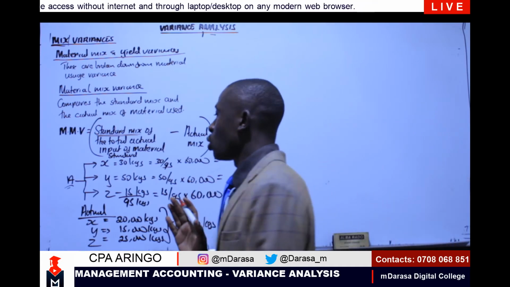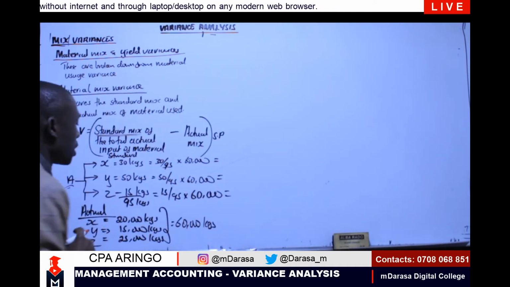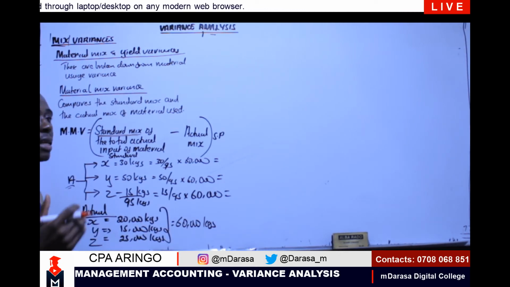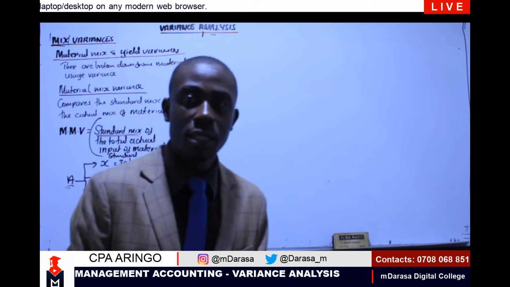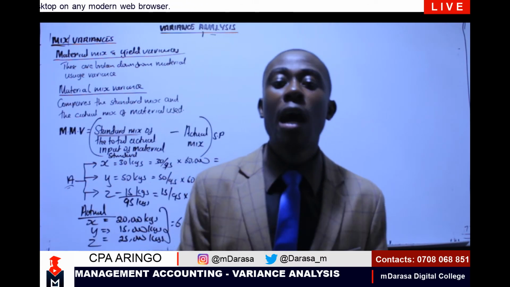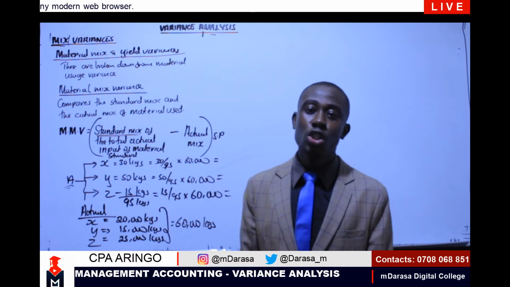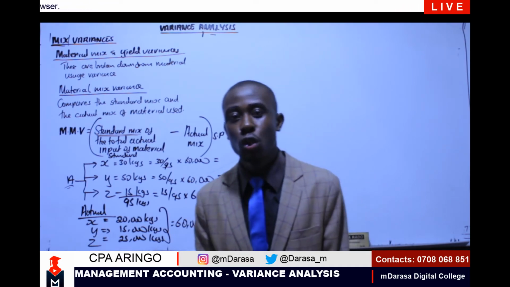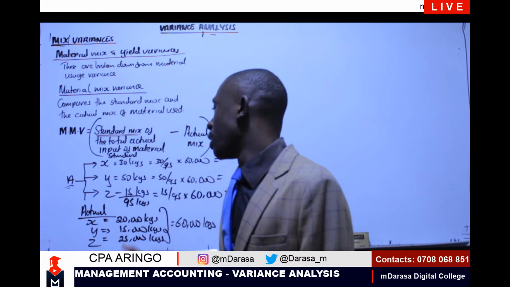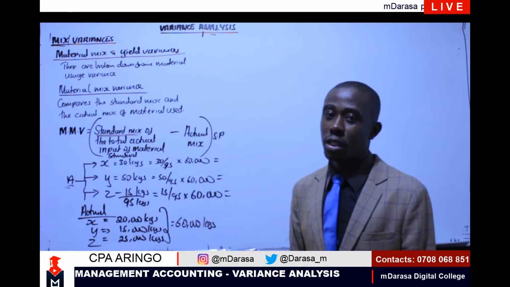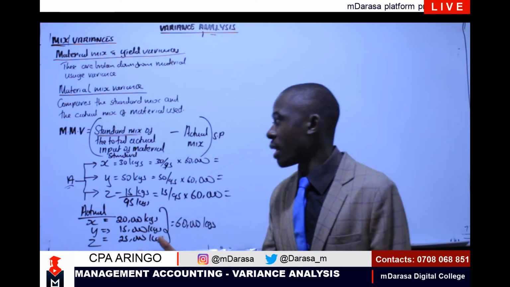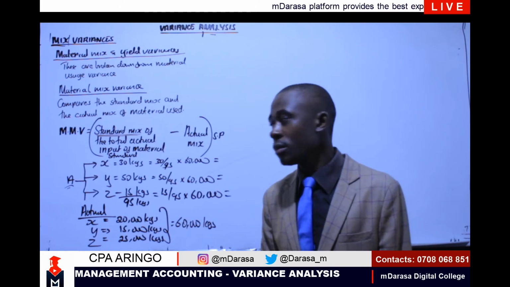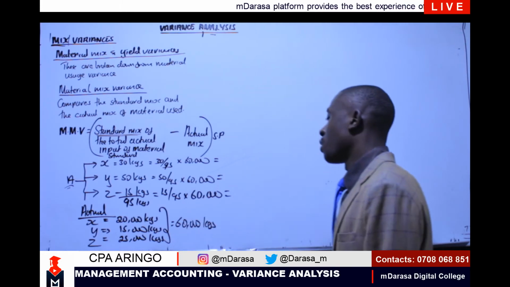The main thing you should understand here is that for us to determine this, first of all, I need to determine our total input. Then I need to look at the standard mix. This is the proportion: how many kgs, how many liters or how many grams have you budgeted to use to produce one unit, taking the proportion of each component. You multiply that by your total actual input. The moment you have that, it will be very simple for you.